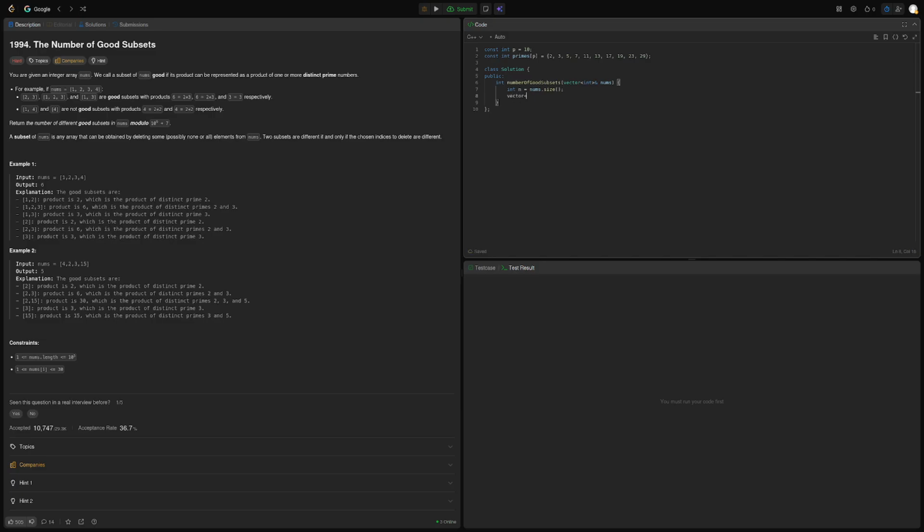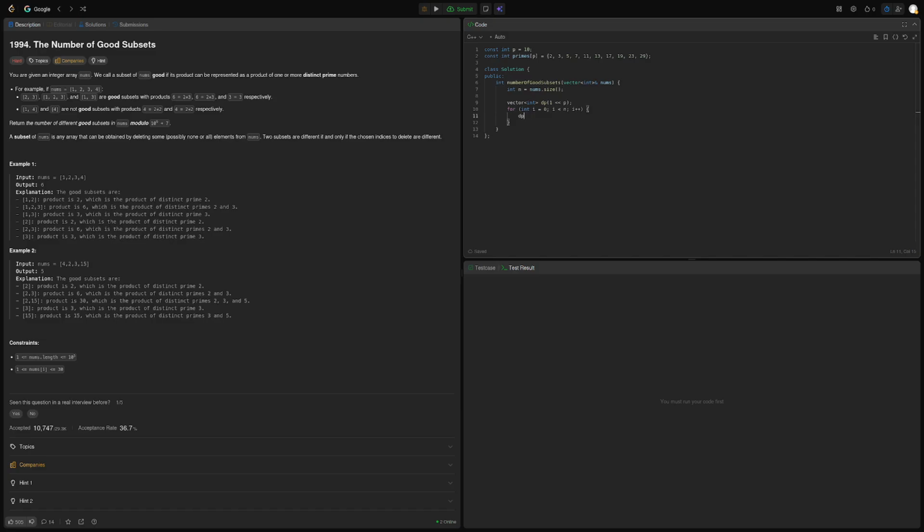Now let's make a vector int dp of 1 to p. So this is the initial number of subsets. There is 0 subsets of 0 elements whose product is a product of one or more distinct prime numbers. Okay, and now we go through nums. Okay, and what we do?